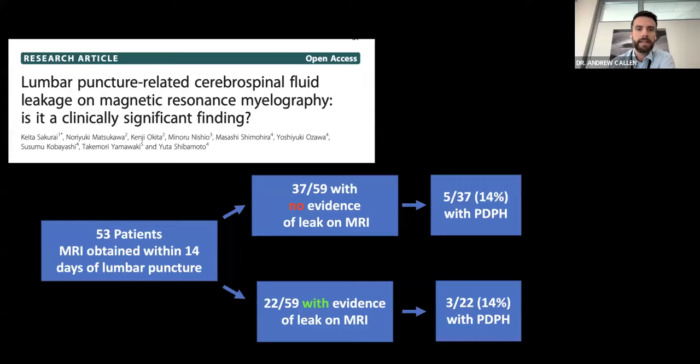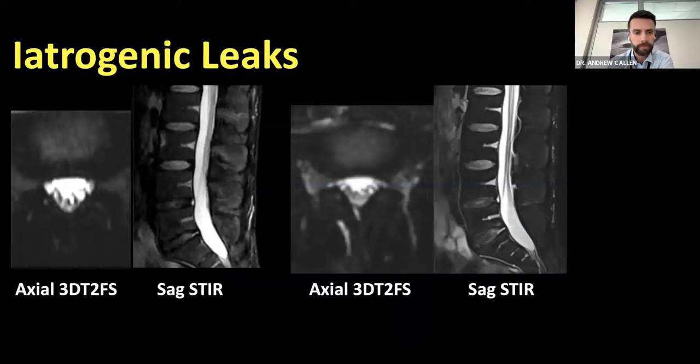It turns out that seeing that extradural fluid on MRI post-puncture does not correlate well with giving a patient a post-dural puncture headache. Sort of a sigh of relief for all of us who see this on myelography. This nice study looked at patients with and without that finding of extradural contrast after a lumbar puncture, and there really was no difference in those who did or did not suffer from a post-dural puncture headache after their puncture.